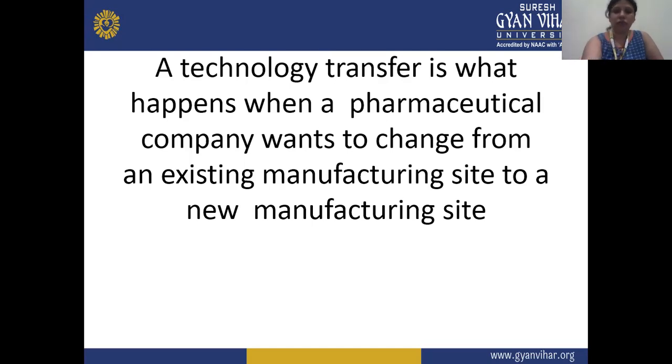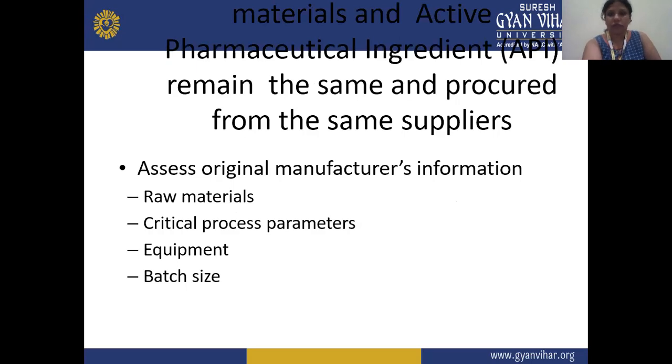Okay, so we can say technology transfer is what happens when a pharmaceutical company wants to change from an existing manufacturing site to a new manufacturing site. Now, the materials and active pharmaceutical ingredients remain the same and are procured from the same supplier. If we are talking about the materials and APIs, they remain the same and are procured from the same supplier.